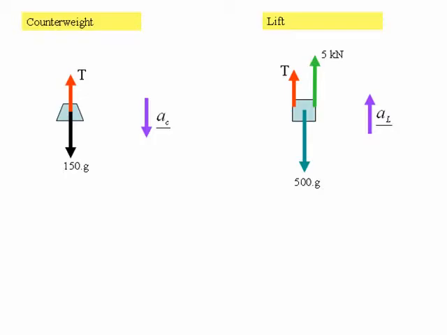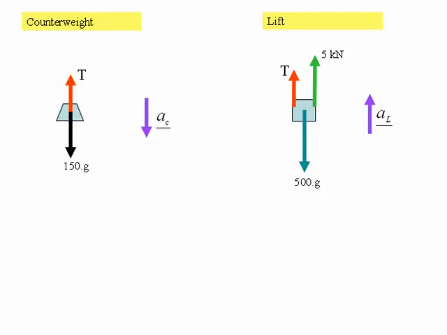Also shown on the screen at the moment are the acceleration vectors for both the counterweight and the lift. And because the cable between A and L has a fixed length, then AL must be equal to minus AC. The magnitude is the same, so we'll just call that A from now onwards. And we're going to take the upwards direction as positive.